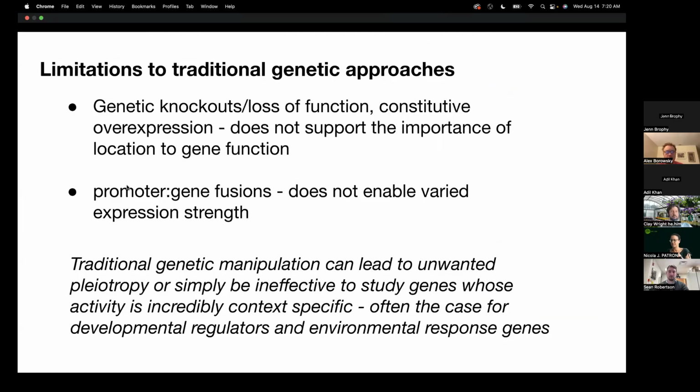With this question, there's a lot of limitations to traditional genetic approaches. So if you make a full knockout mutant or you overexpress constitutively a gene, you may not be able to support the importance of that gene's location to its function. If you do have a gene that's indeed very specifically expressed in one place and you knock it out, then maybe you are studying what it's doing in that place. But sometimes we have genes that have multiple roles and are located in multiple places, and we really want to understand location-specific functions.